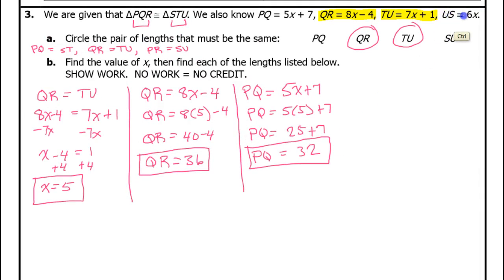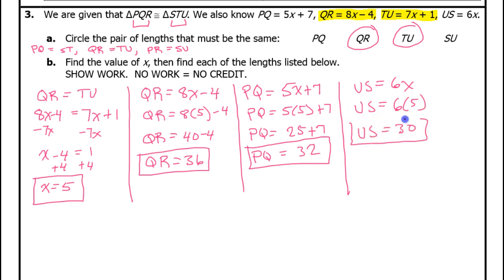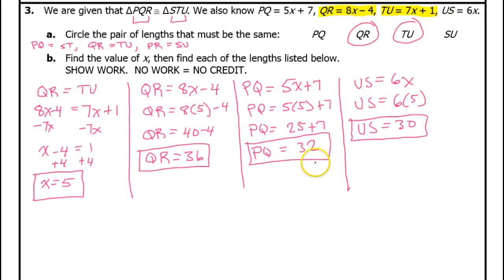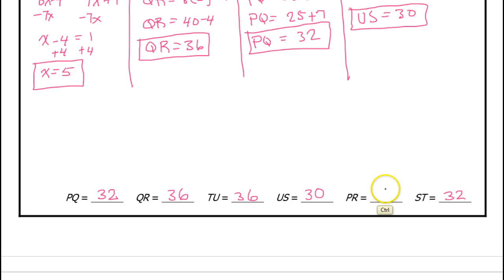Then I come to US. US is equal to 6x, so of course that means 6 times 5. So US is 30. US is the same as SU, and that should be the same as PR. So that's why I can also put 30 for PR.